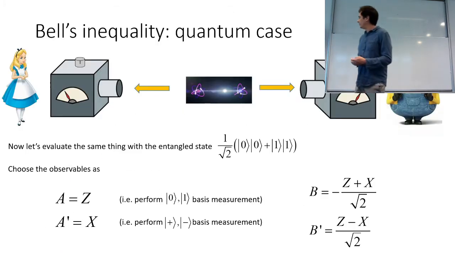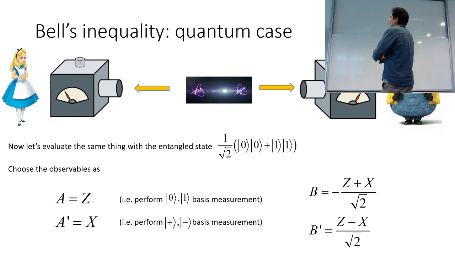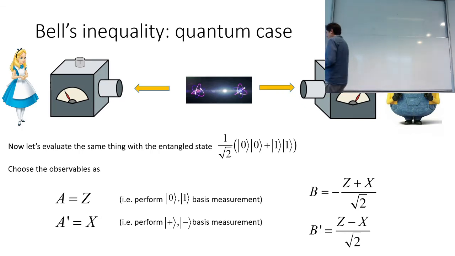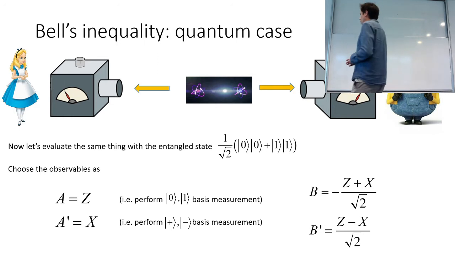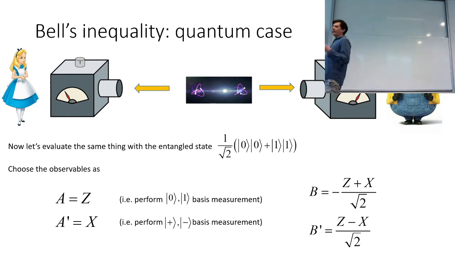Now let's do the quantum case. I think I already told you that in the quantum case it's actually possible to beat this bound of two and give a value of 2 root 2. Maybe I shouldn't have told you the answer, so that we could calculate it ourselves. This time we're going to start with this entangled state.